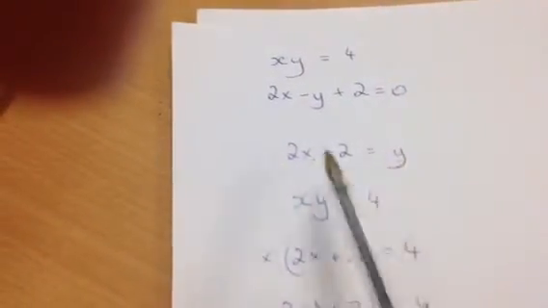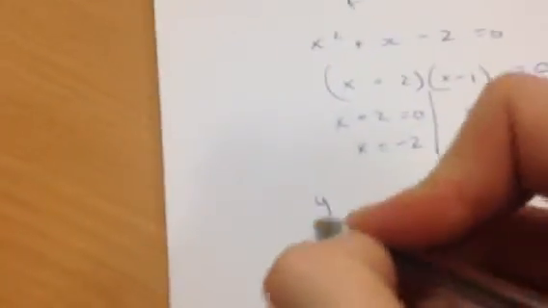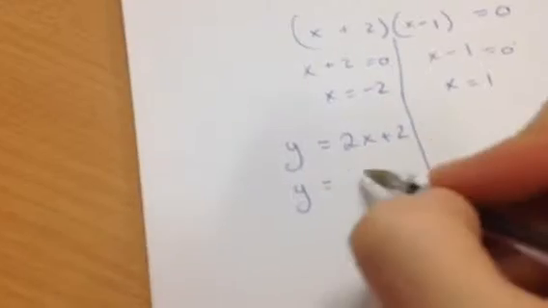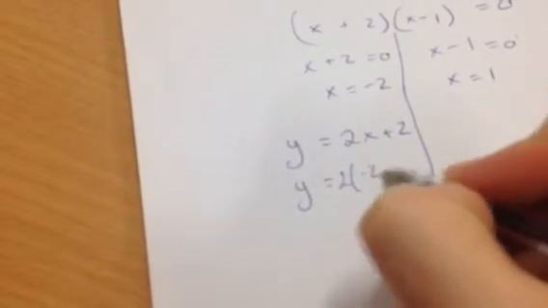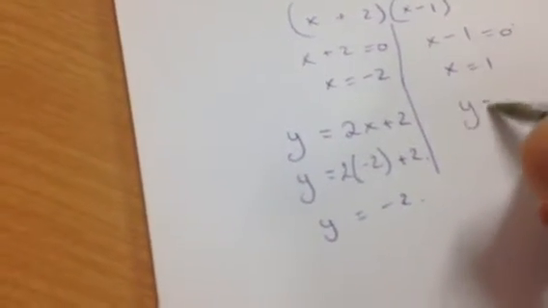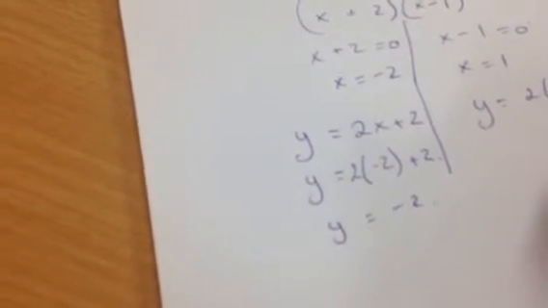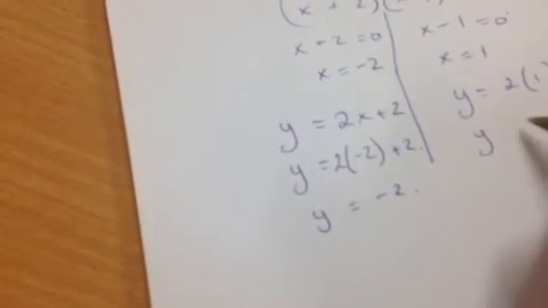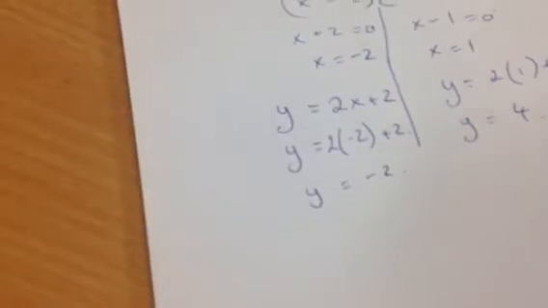Again, I can go back to my first equation and see that y is equal to 2x plus 2. So y is equal to 2 times minus 2 plus 2 in this situation. Y is equal to minus 4 plus 2, which is minus 2. Y is equal to 2 times 1 plus 2 in this situation. Y is equal to 4.